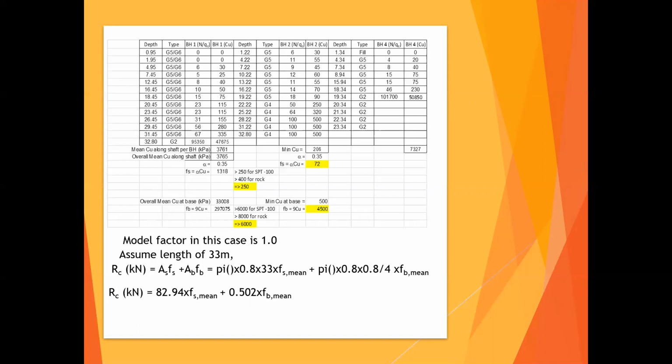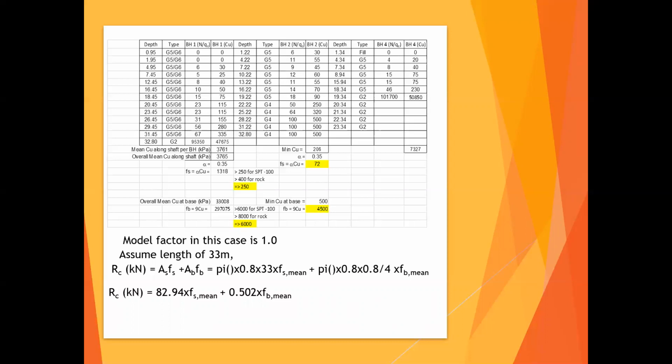First of all, we need to calculate the mean of the CU along the shaft, which is about 33 meters. For the rock, there's a QC value, an unconfined compression stress result. Half of the unconfined stress result is the undrained shear strength. You notice the undrained strength is very, very high based on this QC over 2, which is natural. So the mean CU along borehole number 1 is about 3,761. Very, very high, right? But for borehole 2, the mean CU is only about 206 kPa. For borehole number 4 it is even higher, over 7,000, because it's predominantly in rock.